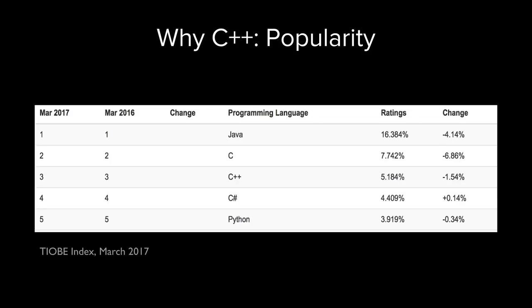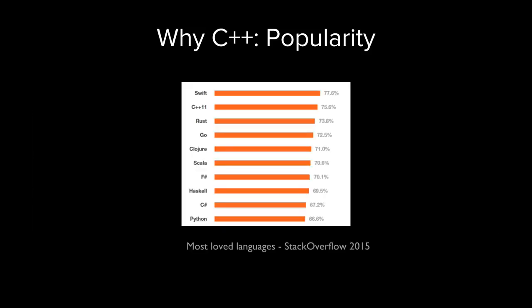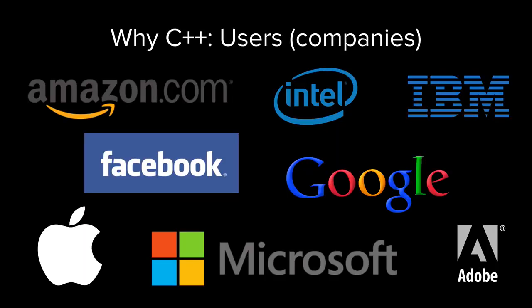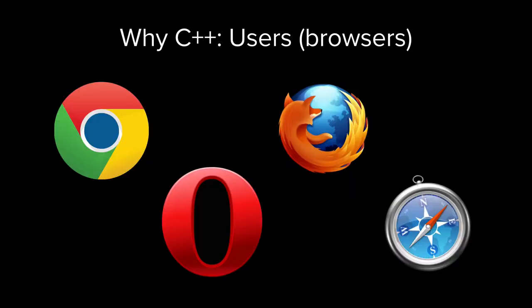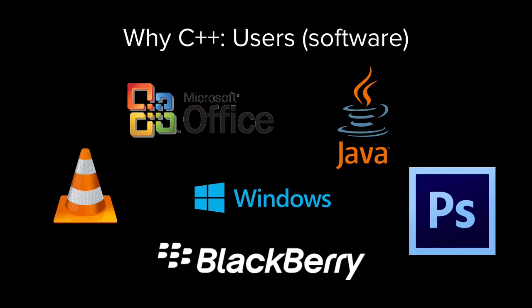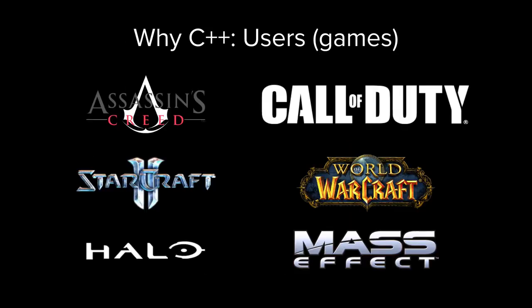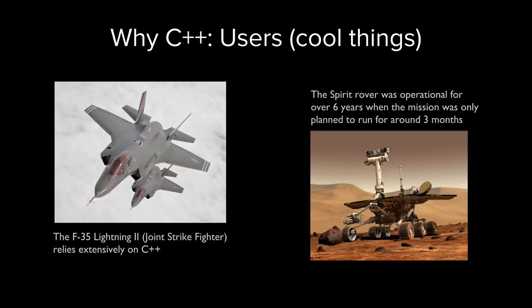Here's a list of most popular languages by this index that's compiled. C++ is always in the top five. It's one of the most loved languages on Stack Overflow. It's used in an incredibly vast array of companies. You can see a bunch of big names there. It's used in basically every browser that's written. It's used in software. It's used to implement Java's runtime, actually. So that's a fun fact. And it's used in games and other really cool systems-related things. So it is really an incredible language to try and learn.